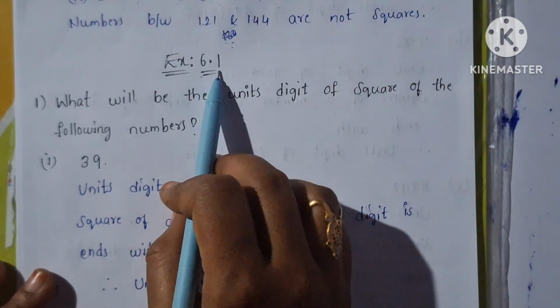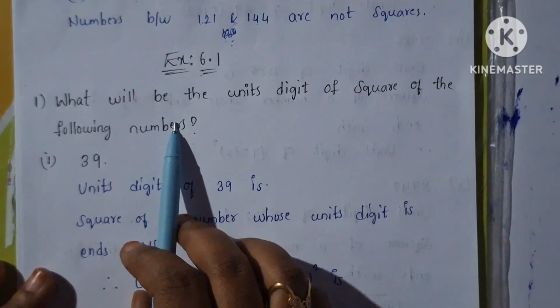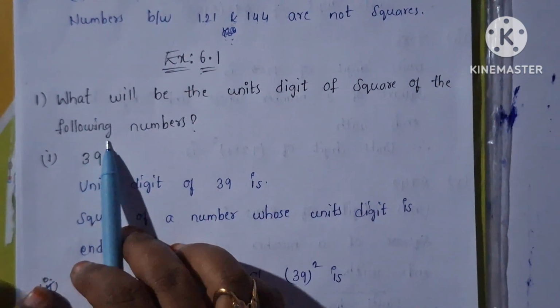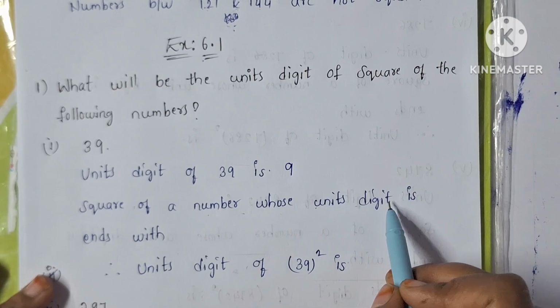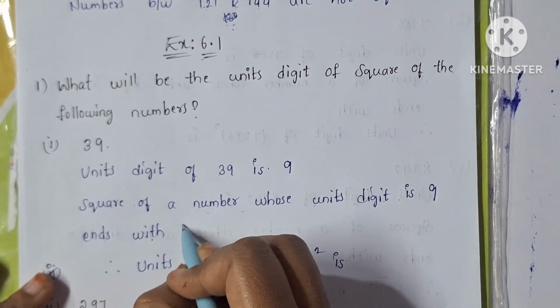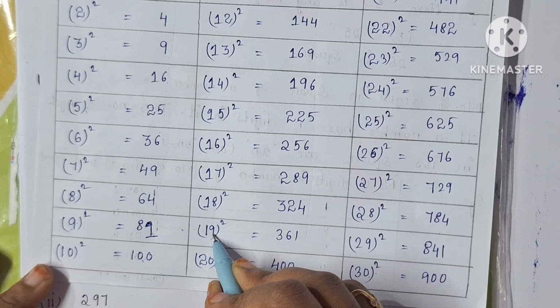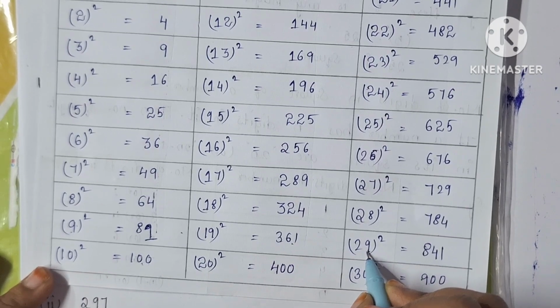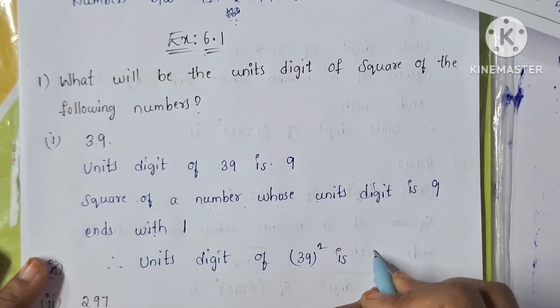Let us go into the exercise. The exercise is very simple. Exercise 6.1. What will be the units digit of the square of the following numbers? See, what is given? 39. We need to find the units digit of 39 whole square. What is the unit digit of 39? It is 9. Square of a number whose units digit is 9 ends with 1. See here from this table, 9 times 9 is 81, 19 into 19 is 361, 29 into 29 is 841. If a number ends with 9, its square ends with 1. That's what we are writing. Therefore, the units digit of 39 whole square is 1.